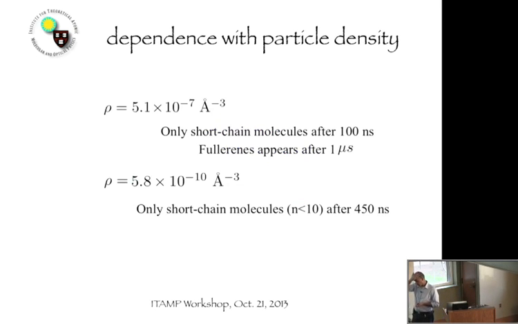If you also look at the dependence on particle density, we did several. I'm showing only two. Here the density is about 10 to the minus 7 per angstrom cubed. To convert that to per centimeter cubed, you know what to do, right? You multiply by 10 to the 24. Okay, so only short-chain molecules form after about 100 nanoseconds.